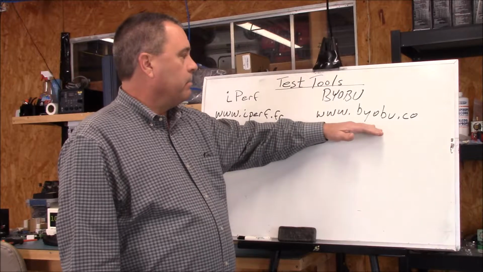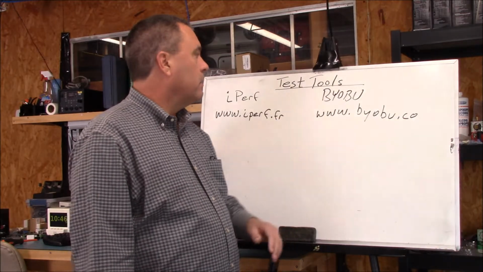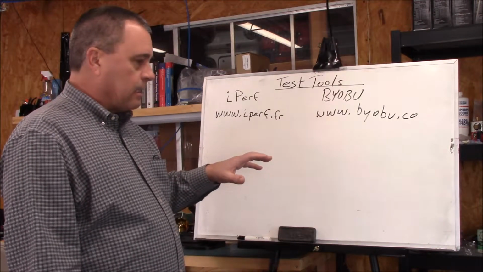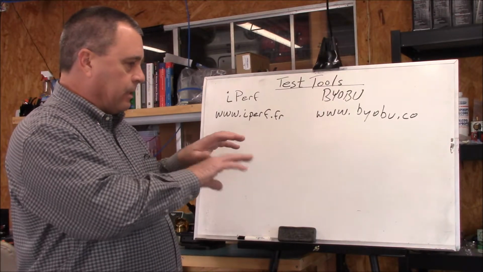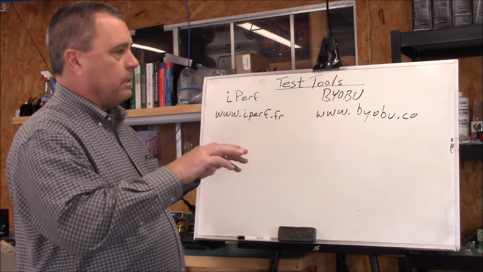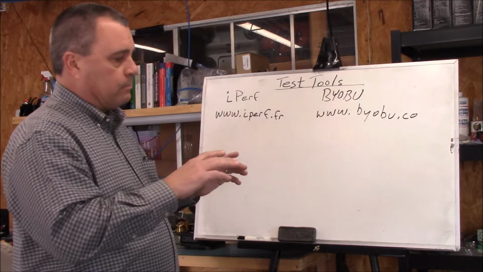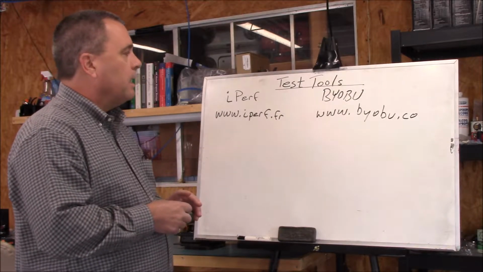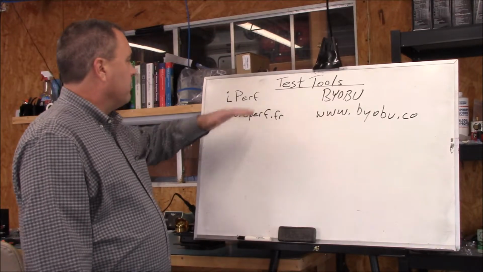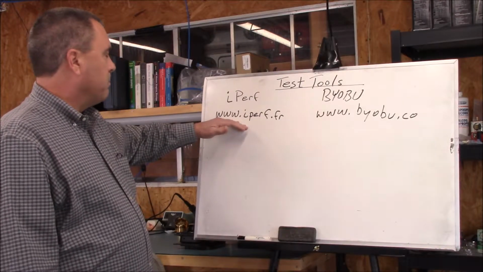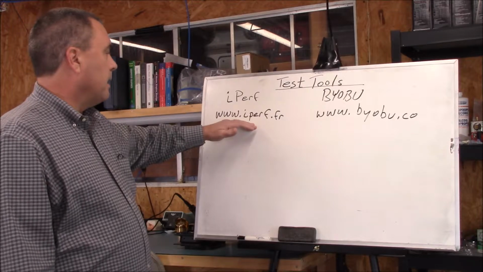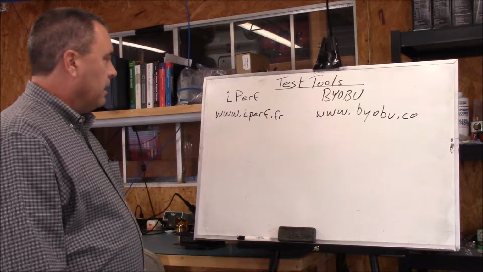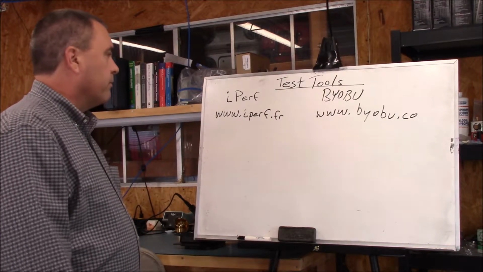It's www.byobu.co, and it's a terminal. It's like a VT100, except you can have multiple terminals inside one display, and I'll show you more when we're setting this up. And you need that with Iperf. And by the way, the web address for Iperf is www.iperf.fr.